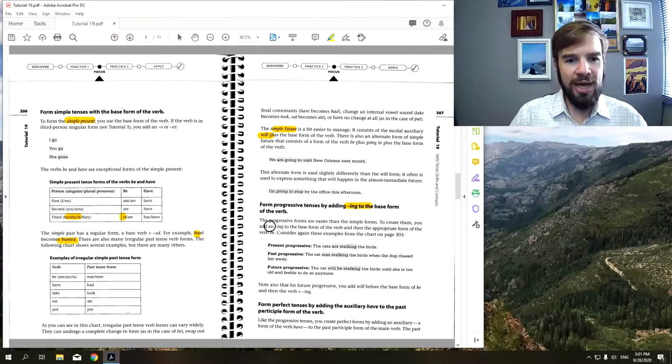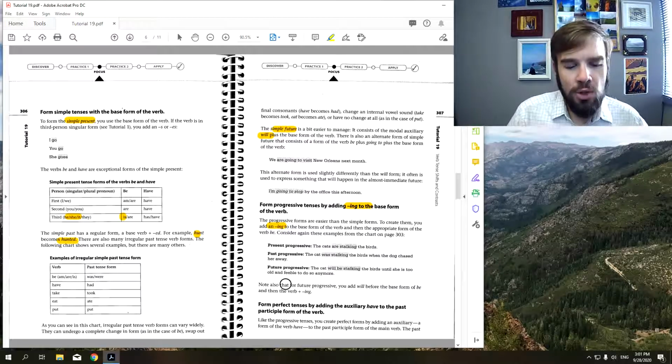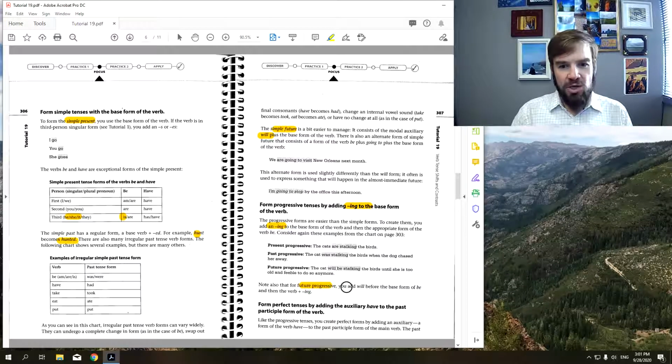To form progressive tenses, you add -ing to the base form of the verb and then the appropriate form of the verb be. Consider again these examples from the chart on page 303. So, present progressive: the cats are stalking the birds. Past progressive: the cat was stalking the birds when the dog chased her away. And future progressive: the cat will be stalking the birds until she's too old and feeble to do so anymore. Note also that for future progressive, you add will before the base form of be and then the verb plus -ing. So, will be stalking.